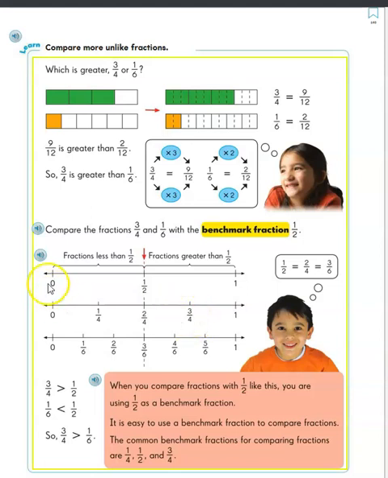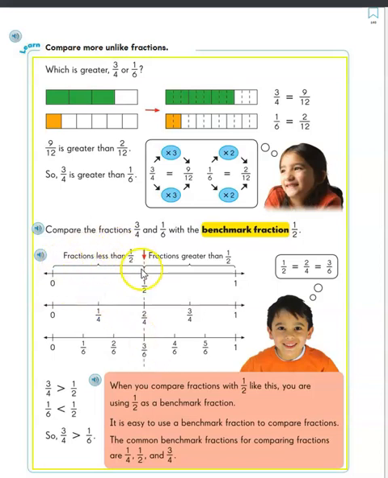Okay, so it's asking us to compare the fractions 3/4 and 1/6 with the benchmark fraction 1/2. So we want to see, is 3/4 bigger or smaller than 1/2? And we know just by looking at this, here's 1/2 right down the middle. It's just the number of pieces on each number line that changed, right, guys?